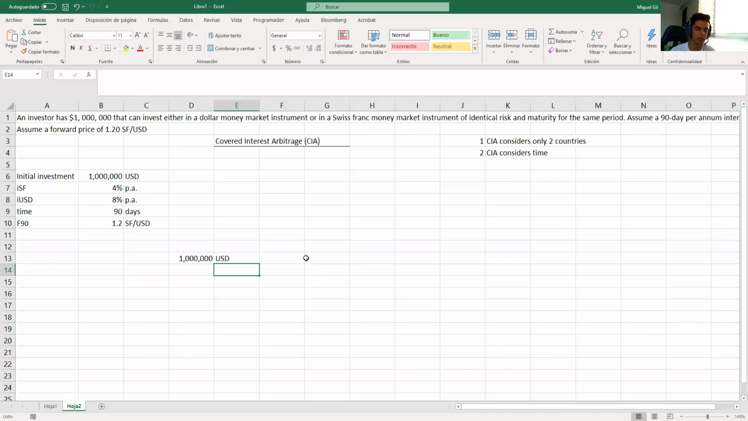So you can do two things. You can only invest in the US and that's it. Invest in the US and wait 3 months, wait 90 days, and see how many dollars you get in the end. That is one option. But the second option is, instead of waiting and staying in the US, why don't you convert your dollars to Swiss francs, invest in Switzerland, and then come back to the US using the forward, because you already have access to this contract.